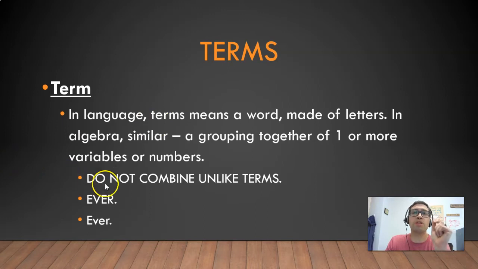Really, really important here. Do not combine unlike terms. Ever. Never. Never combine unlike terms, and it's a really, really common mistake people make. Let me show you what I mean.